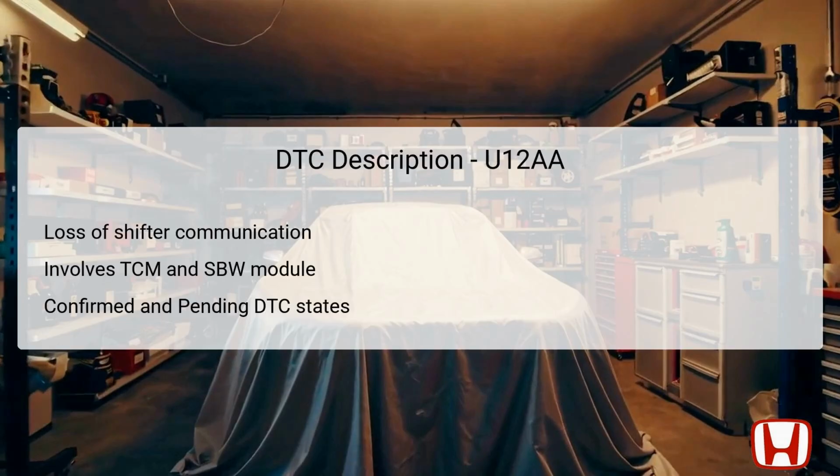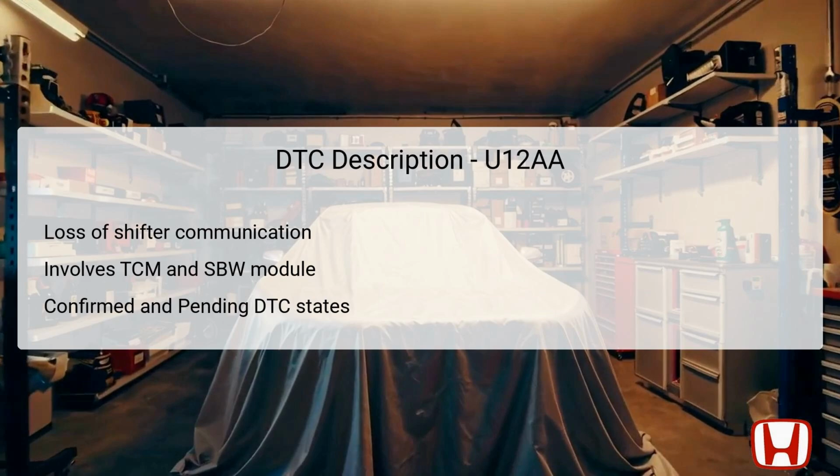The error code U12AA is specifically related to the loss of communication between the SBW shifter control module and the TCM. The SBW shifter control module is responsible for sending gear selection signals, while the TCM manages the transmission operations based on those signals. If the TCM cannot interpret inputs from the shifter, it can lead to transmission malfunctions.